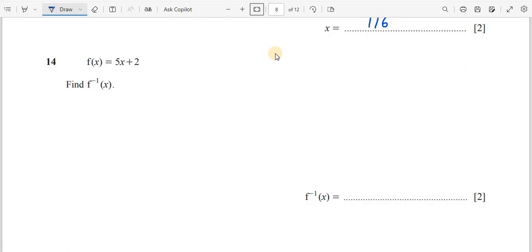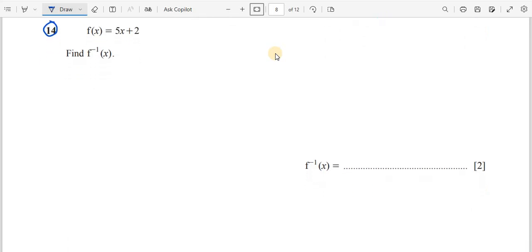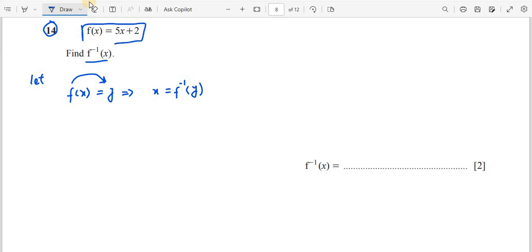Question number 14. f of x is equal to 5x plus 2. Find f inverse of x. Solve. f of x is equal to y and this f shifts to the other side, so x is equal to f inverse of y. So put the value of f of x. f of x is 5x plus 2.